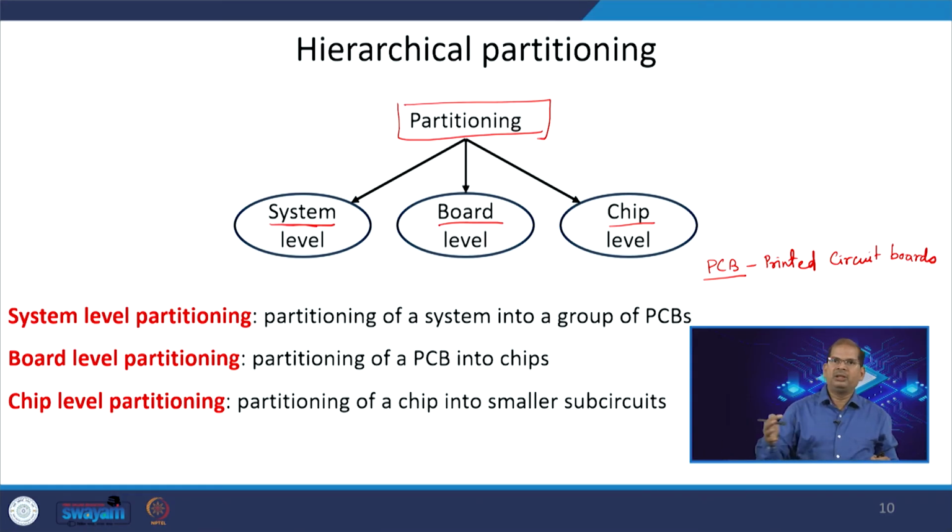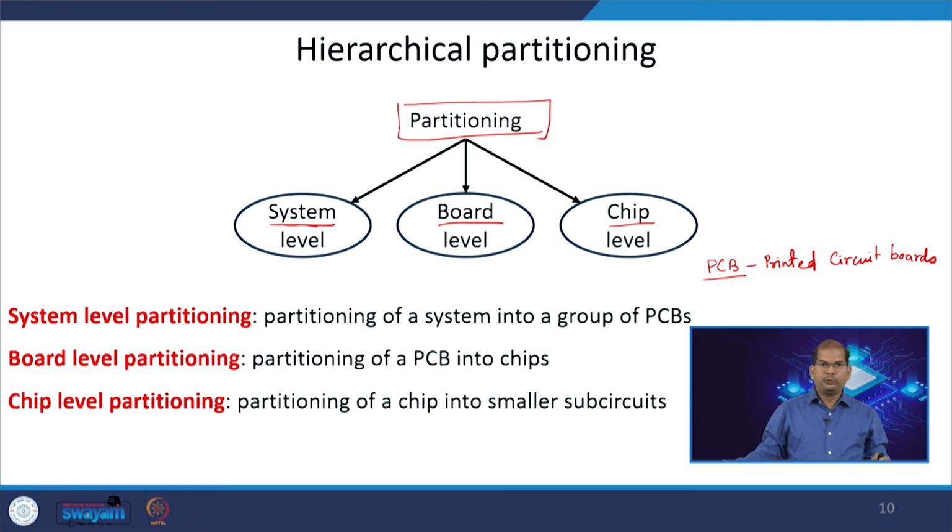You have one board called your motherboard, there will be something called your main memory. All are independent PCBs, and they come together to build your complete computer system. That is called system level design. Your memory is separated, your motherboard is separated, and multiple boards come together to build your computer system. So, that is an example of system level partitioning. We need multiple PCBs to build a system, and how I can break things into different PCBs, that problem is called system level partitioning.